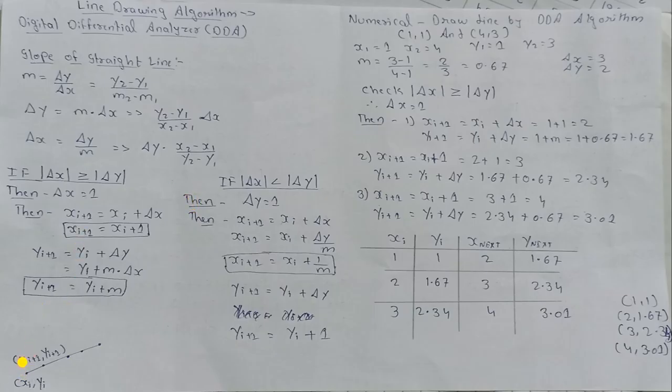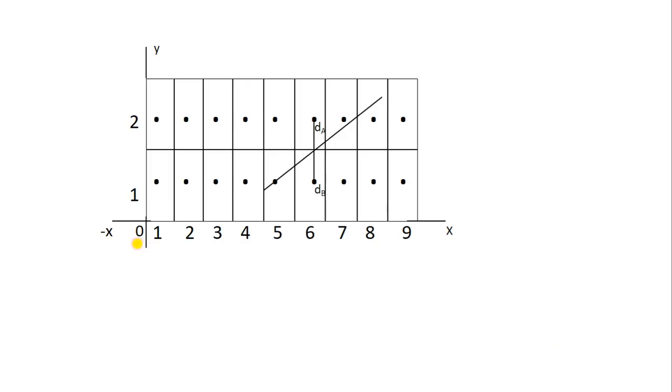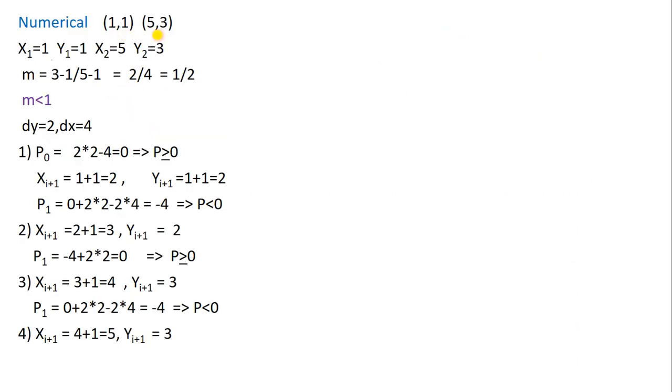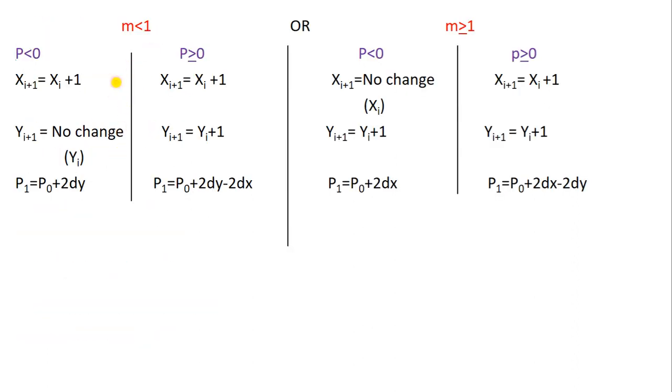Here, this is the first point and this is the last point. Whatever the values of the first point and last point are, we already have them. In between, whatever the points will be, those point values or pixel values we have to find out. So yi plus 1 means the next point. To find that, we do not need to change anything or add anything. Whatever the previous point value is, that value we have to put in the yi plus 1 value.